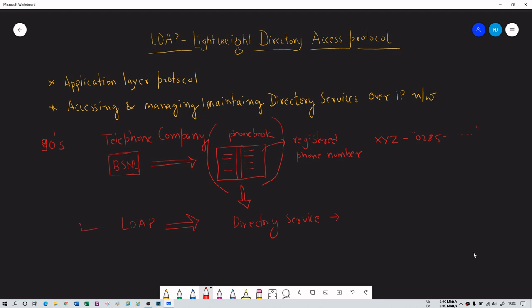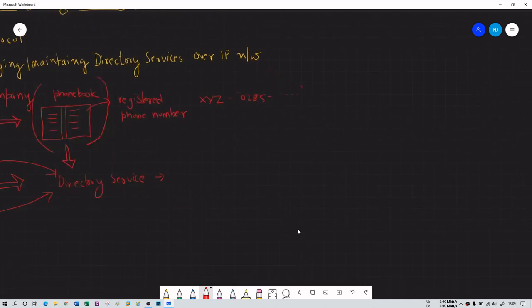So earlier in the 90s, we had another technology which was handling the same thing, I mean the directory service. It is known as the X.500 specification. So in earlier days this X.500 protocol or specification used the same thing, directory service, and now it has been modified to something called LDAP, which is Lightweight Directory Access Protocol. Earlier it was just DAP, Directory Access Protocol, right?